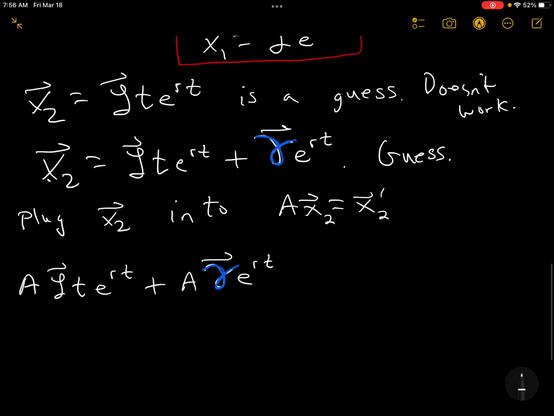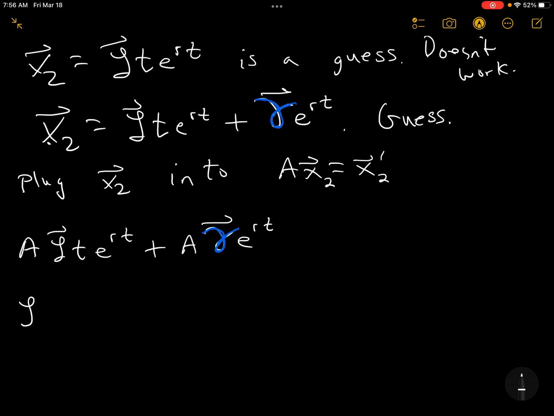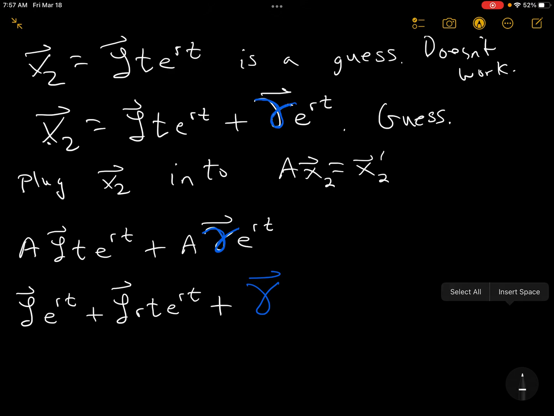Let's look at the right-hand side. I don't have a lot of space here, so I'm just going to put it underneath. So when I take the derivative, I have to do the product rule here. So I have zeta e to the RT plus zeta R t e to the RT. And I'm just taking the derivative of x2. And remember, the vectors are actually constants. Plus gamma R e to the RT.